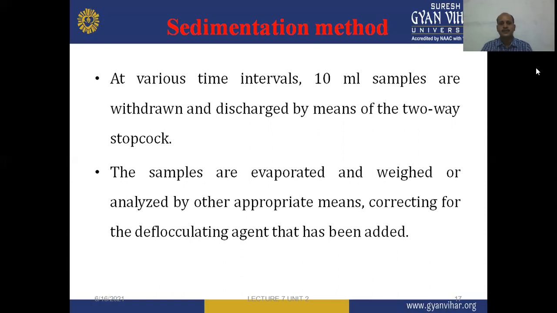So first we have to prepare the sample, transfer it into the 550 ml glass vessel and again shake it. After shaking, at various time intervals, we have to take 10 ml samples through the pipette and then transfer them into a petri dish, and then the samples are evaporated and we have to analyze the sample, and we have to discard the amount for the deflocculating agent that has been added.